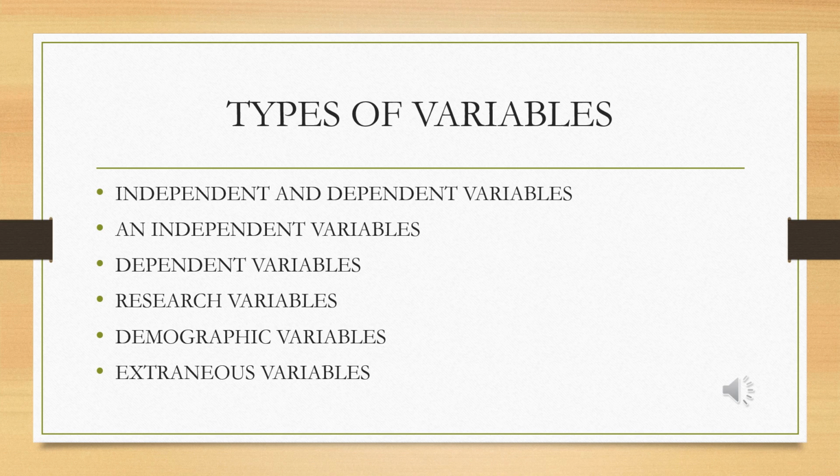Types of variables. There are many types of variables. Here we have independent and dependent variables, research variables, demographic variables and extraneous variables.